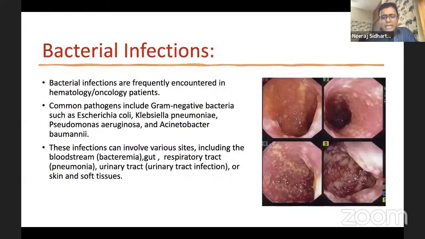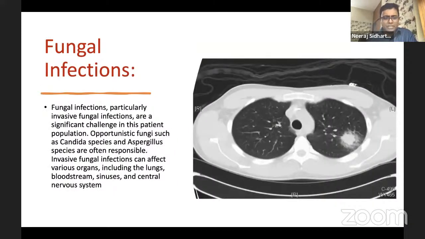So I think the most common infections would be the bacterial, which include the gram-negative bacteria like E. coli, Klebsiella, Pseudomonas, and Acinetobacter, which are the common bacteria that we see. And the infections can involve various sites. Mostly it is the gut, but respiratory tract, urinary tract, or skin and soft tissues are also seen.